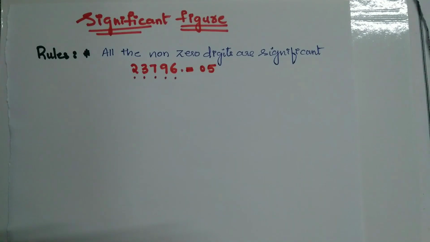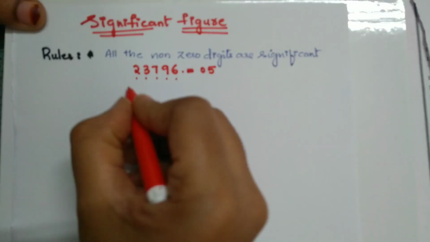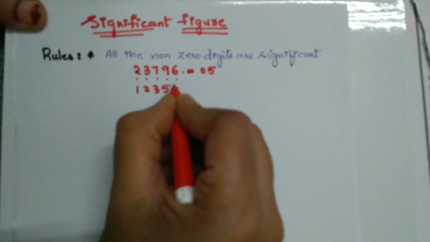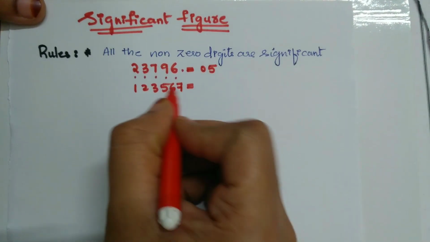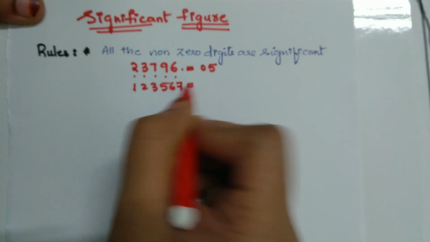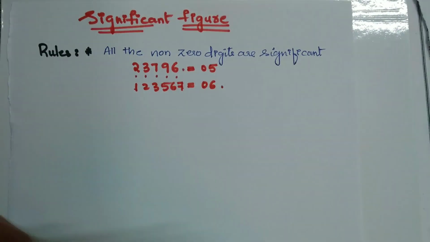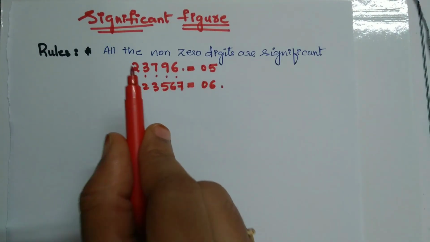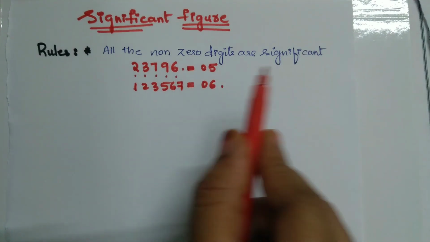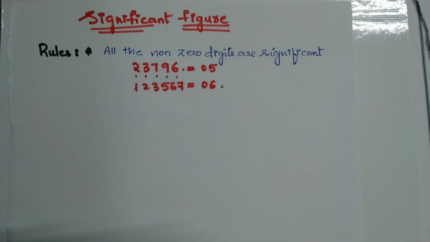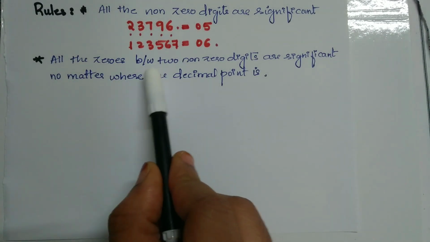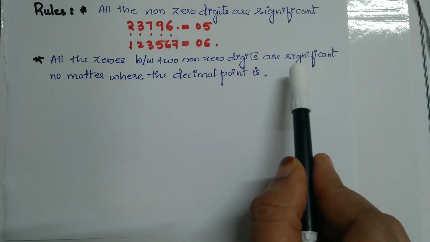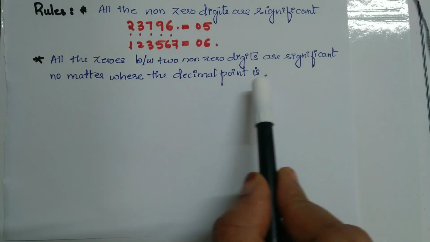Another example we can take to be like we have 1 2 3 5 6. How many significant figures we have here? Suppose we add 7, we have 1 2 3 4 5 6. So 6 significant figure. Hope you have understood the first rule, that is all non-zero digits are significant. Then we have the second one. Then second we have all the zeros between two non-zero digits are significant no matter where the decimal point is.